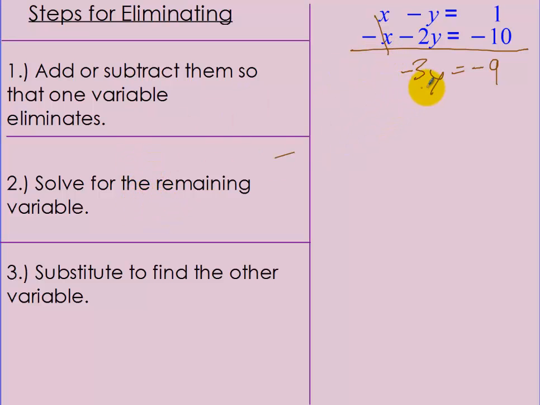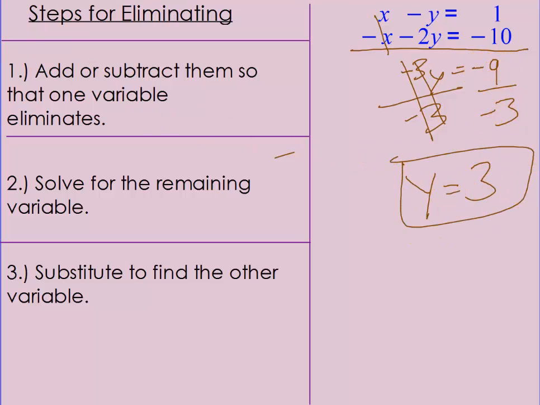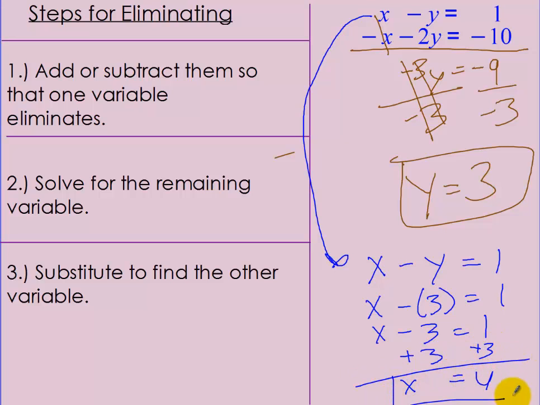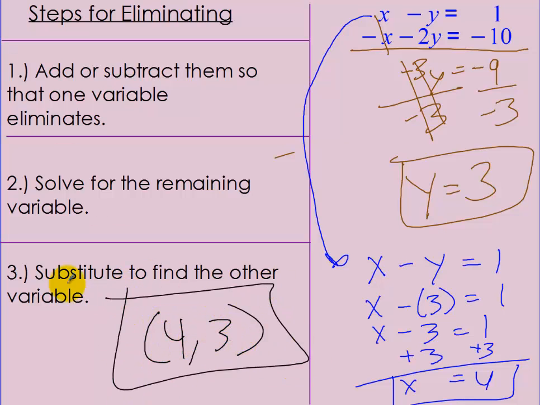Second step, solve for the remaining variable. So I'm going to divide by negative 3 because I want to solve for y. And that'll cancel out that negative 3. You're left with y equals negative 9 divided by negative 3 is positive 3. So that's y. Now, just like substitution, I've got to solve for the other variable. So I'll take one of these original equations. I don't care which one. I'll do the top one. X minus y equals 1. And I will substitute a 3 for y. So x minus 3 equals 1. I'm going to write that without parentheses now. I'm going to add 3 to both sides. And you get x equals 4. So x equals 4, y equals 3. Let's write that as an ordered pair. 4, 3. That's your answer.